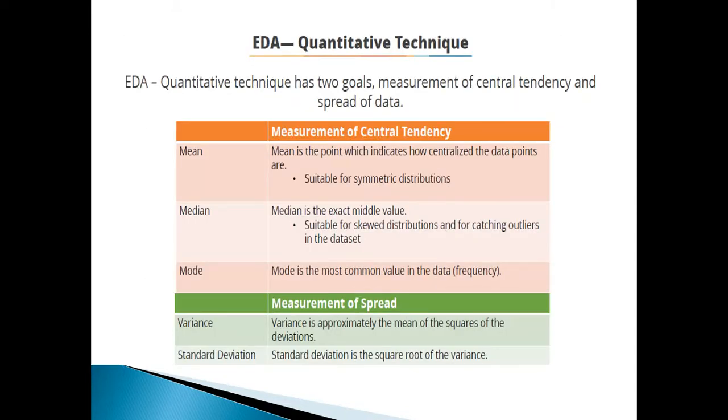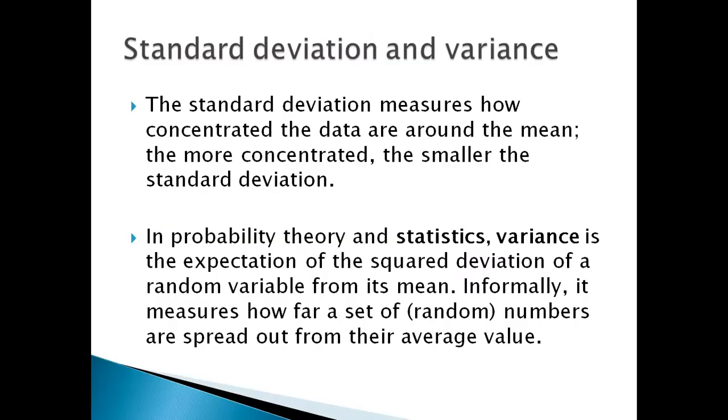You require quantitative techniques: mean, median, mode, variance, standard deviation. These are the basics you require to be a data scientist. This is how the formulas I'm presenting: mean is the average, median is the midpoint, and mode is the most frequent value, the one that occurred most often in the observations. Standard deviation and variance we also require, and we'll go through them in the course.